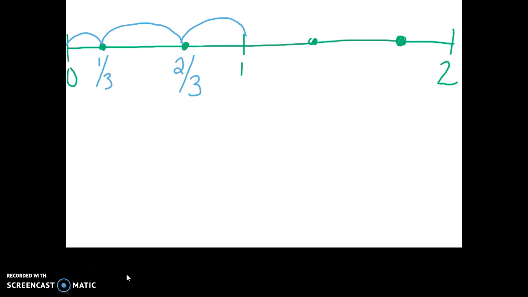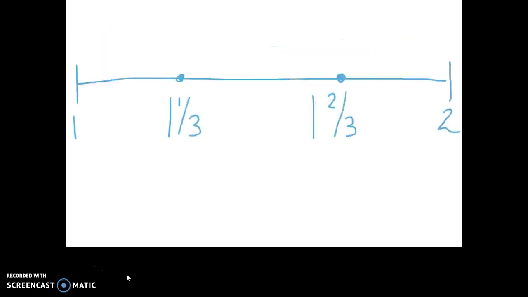Now, to go to my next hops, I still know that those are divided into thirds, but since I cross over that 1, I have to take it with me. So now this would be 1 whole, 1 and 1/3. This would be 1 whole and 2/3. So now I have just added mixed numbers to my number line. You will see I've just taken a portion of the number line that we looked at previously, and I have labeled the mixed numbers.